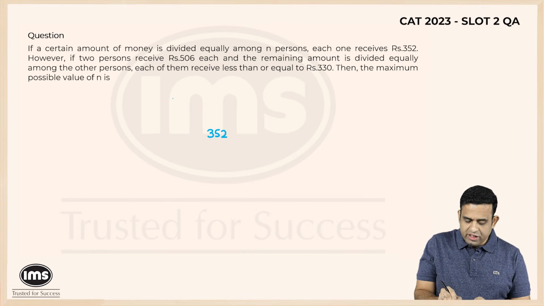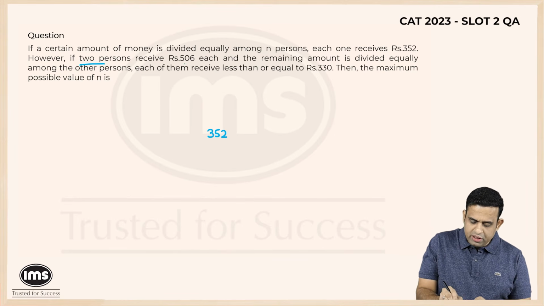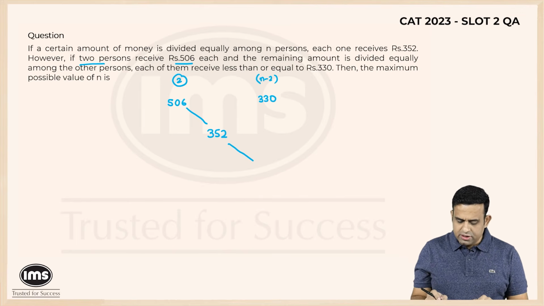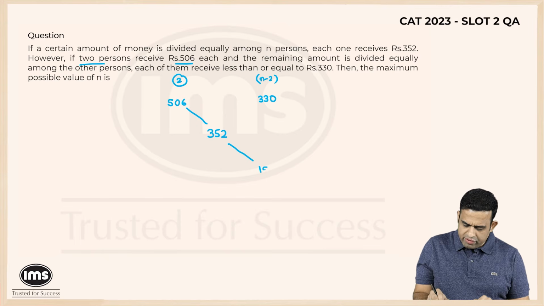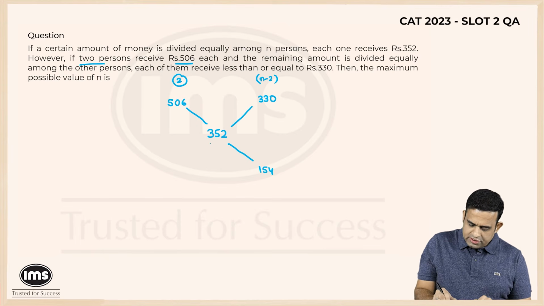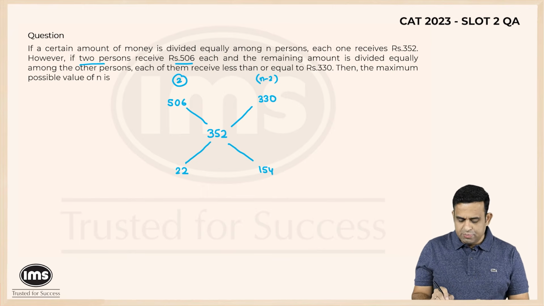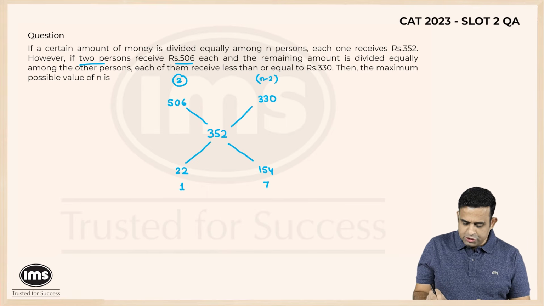The two people are receiving 506. So for these two people, the average amount received is 506. The remaining n minus 2 people can receive a maximum of, one can say, 330, not beyond that. So if I look at this part, 506 minus 352 will give me 154 here, and this will come out to be equal to 22. So the required ratio in this particular case happens to be nothing but 1:7.